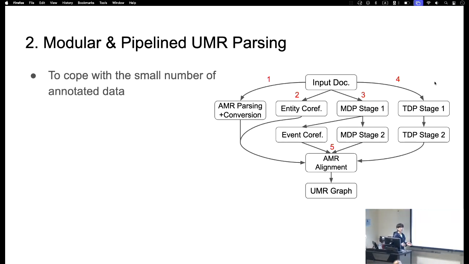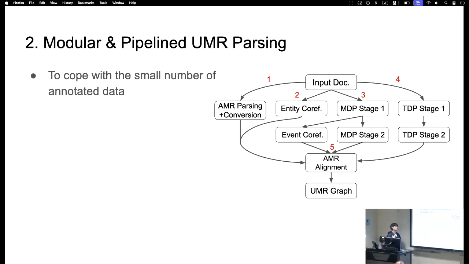So that's why at this point in time, we came up with this kind of approach as an alternative to that end-to-end solution. We take the input document, and on the left-hand side is the sentence level parsing and the conversion, and then the roots number 2, 3, and 4, those are the document level triples. And they all come together through the alignment to produce the final UMR graph.